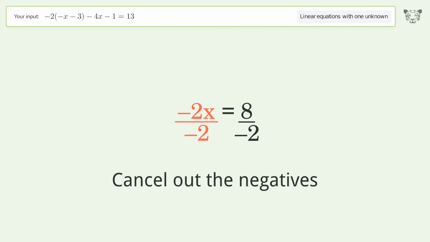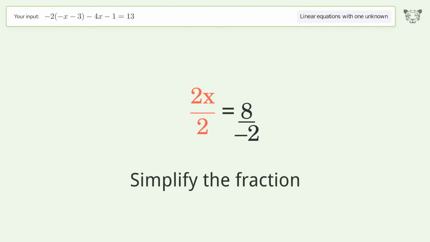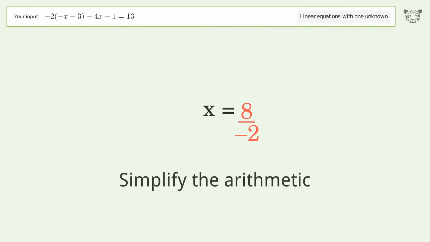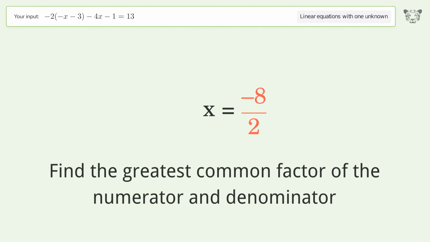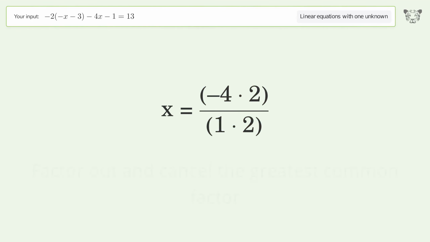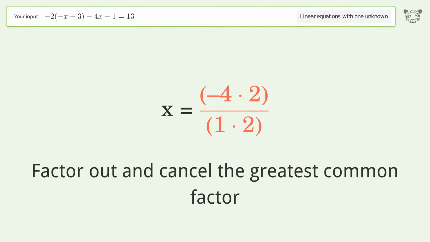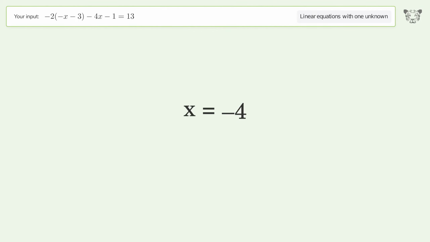Cancel out the negatives. Simplify the fraction. Simplify the arithmetic. Find the greatest common factor of the numerator and denominator. Factor out and cancel the greatest common factor. And so the final result is x equals -4.